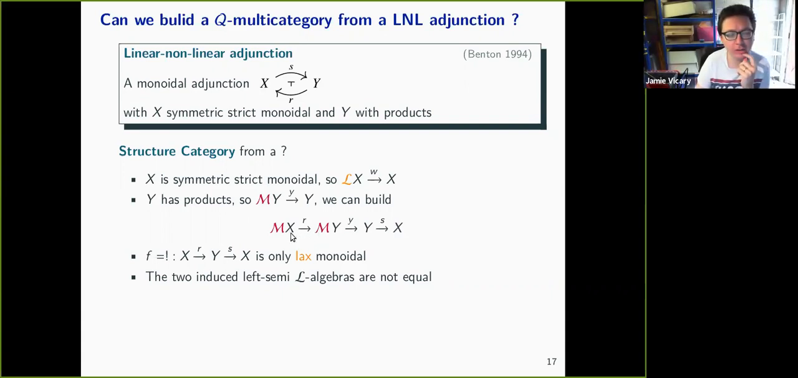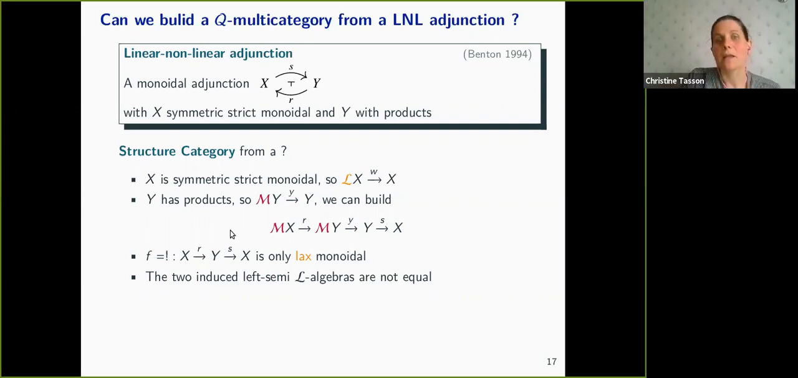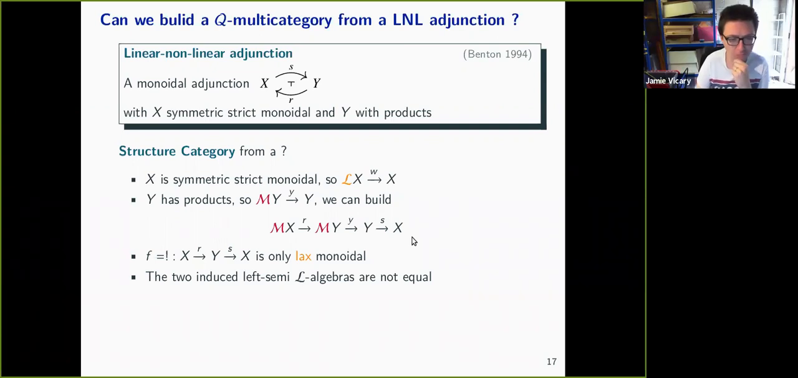I think in a linear nonlinear adjunction, we don't normally have X being strict, do we? That's standard? Yes, I think so.